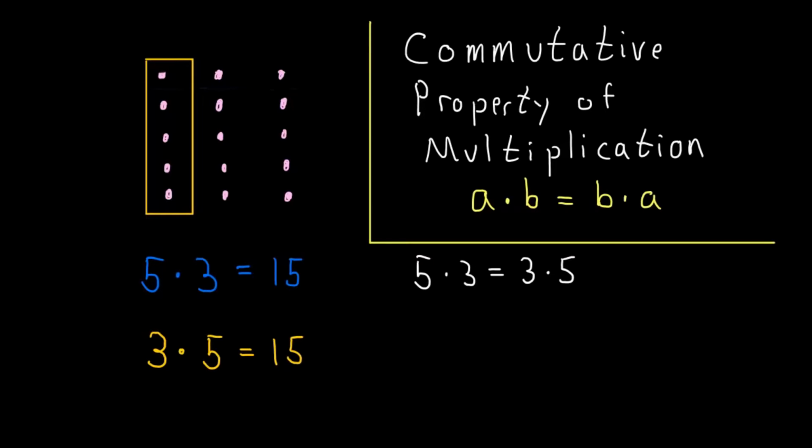These two properties seem simple, the commutative property of addition and the commutative property of multiplication, and they are simple, but they're really important, so they'll be good to know.